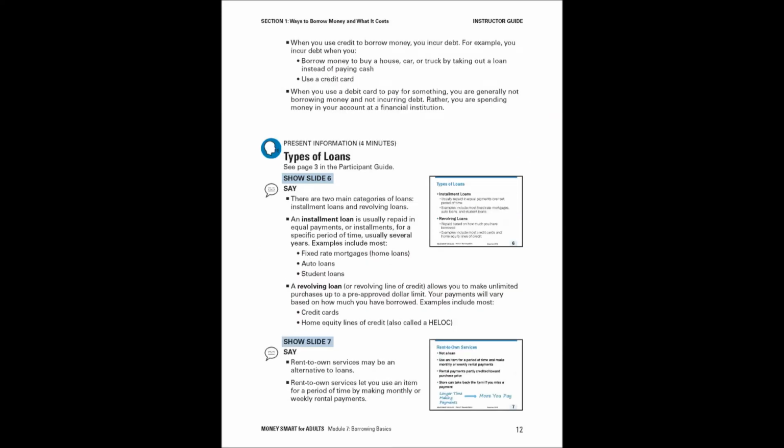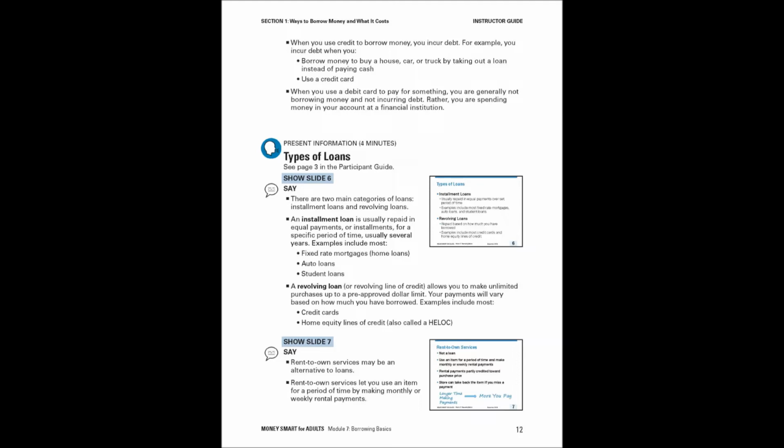Slide number 6, you're going to be introducing the types of loans, installment and revolving, and how they are both repaid. Now, the next 2 slides are going to get into services that are not loans. And this is because when you get to the activity, there is an option for the scenario participant to really consider one of these options. And so we have a mention of it here in these next 2 slides.